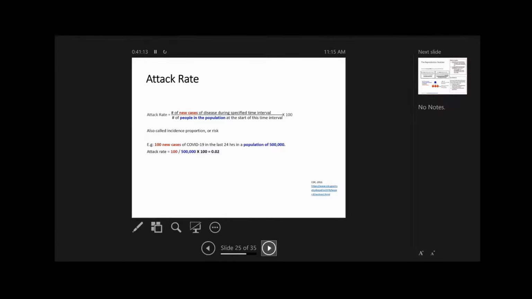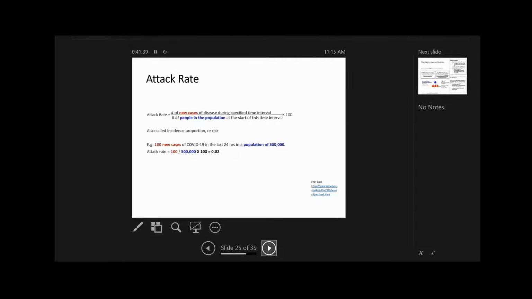It is the number of new cases of the disease during a specific time interval divided by people in the population at the start of the time interval, and the people in the population must be at risk for getting that particular disease. New cases divided by the total cohort size from which the cases are coming up. Okay, that's called an incidence or an attack rate, right?